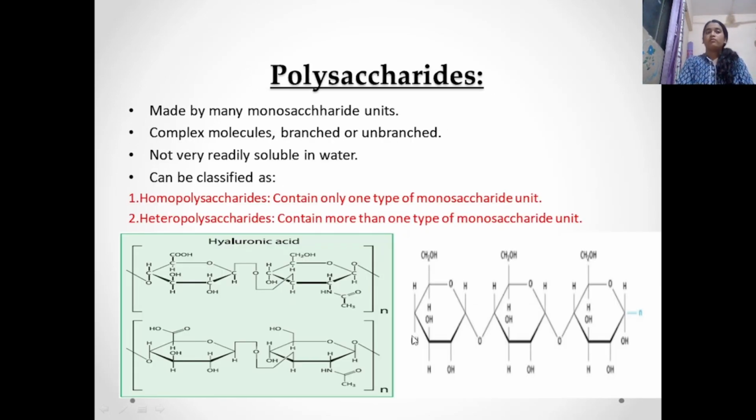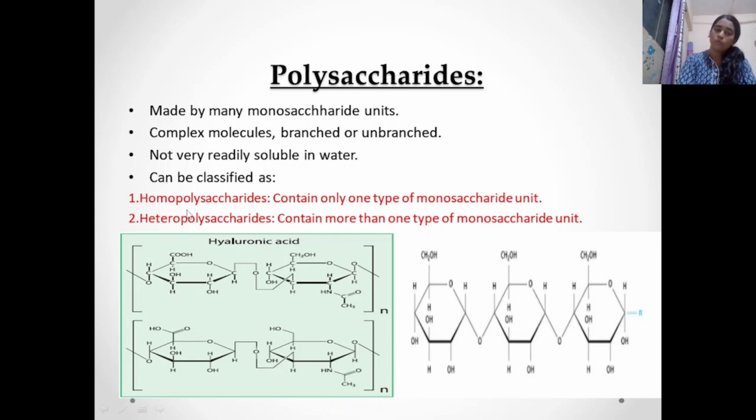Now, one of the most complex types of carbohydrate is the polysaccharide. Carbohydrate is found in the form of polysaccharides inside our cells. These polysaccharides are very complex structures, they can be branched or unbranched, and they are not readily soluble in water. These polysaccharides can be classified into two types, that is homopolysaccharides and heteropolysaccharides.